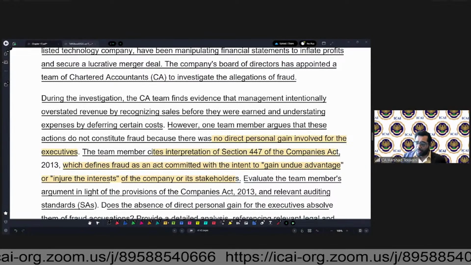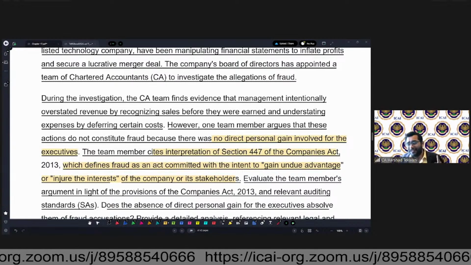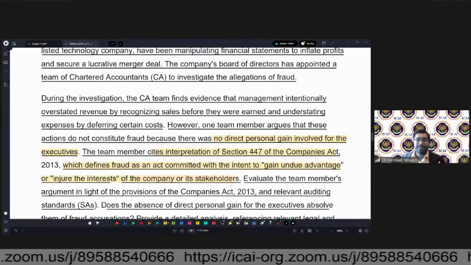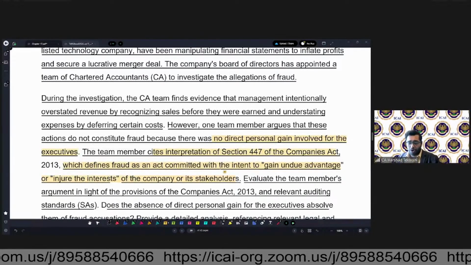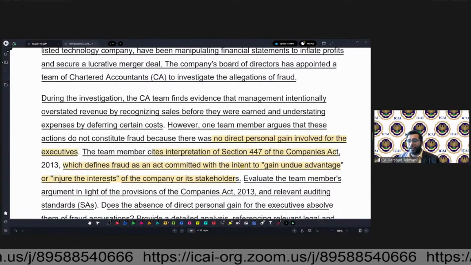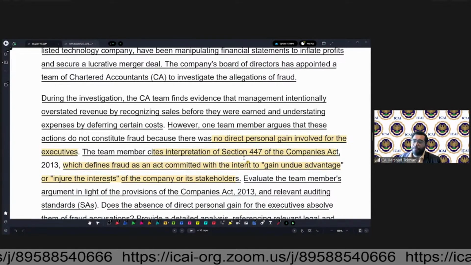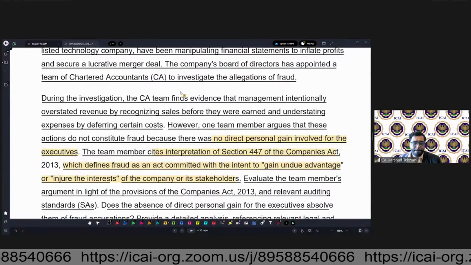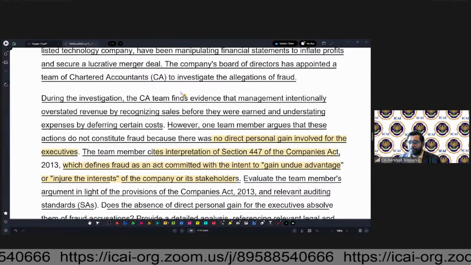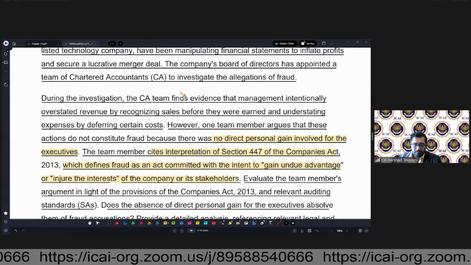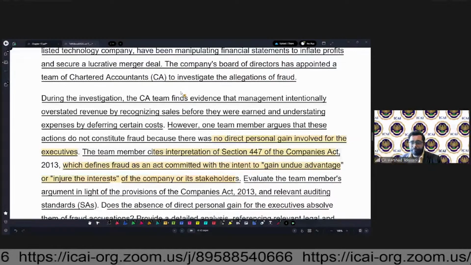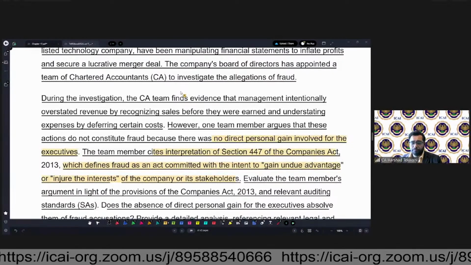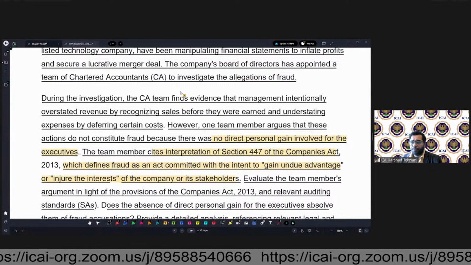So here, the interpretation of Section 447 which is done is not correct. This falls under the category of fraud. And accordingly, the team should evaluate and do the reporting and investigation. Clear? Any doubt?